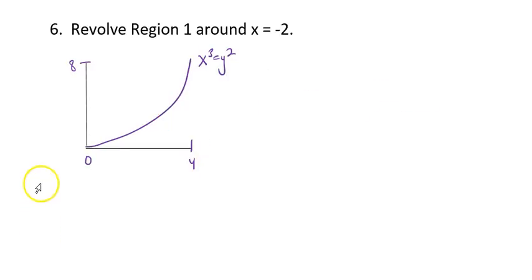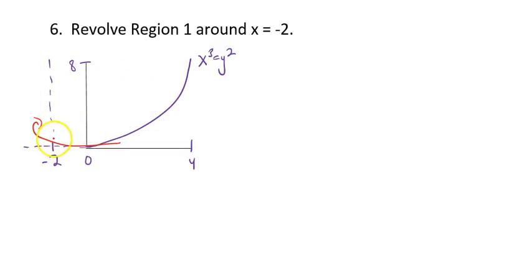Okay, we're also going to do something a little different for example 6. We're going to revolve around x equals -2, which is back here before the y-axis. So right here, and that's a vertical line at -2. We're going to revolve region 1, which is that lower region. So this region around this line, again, we're going to have a gap there in the middle if you're trying to visualize it.